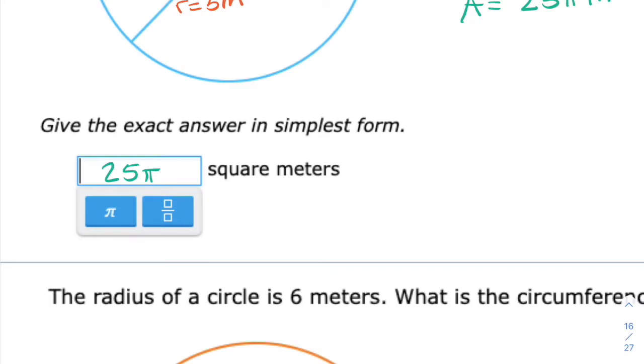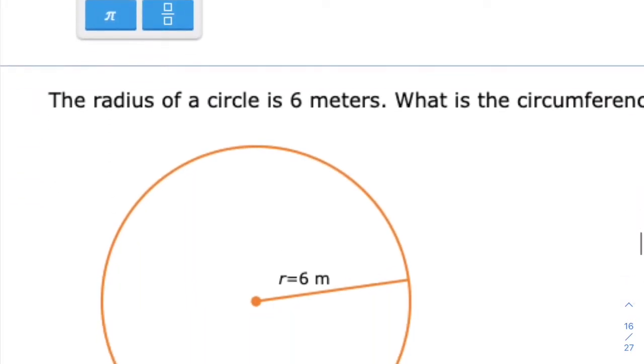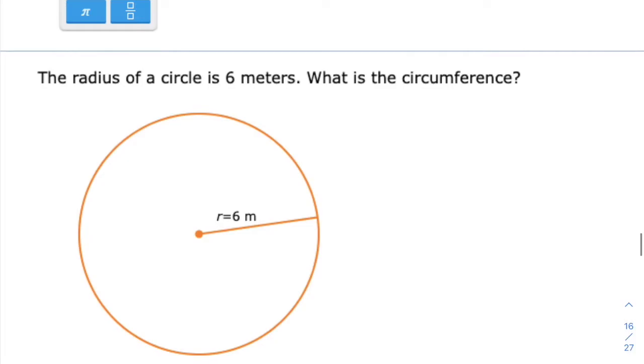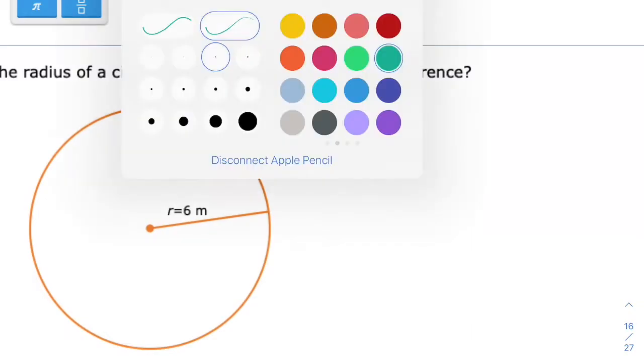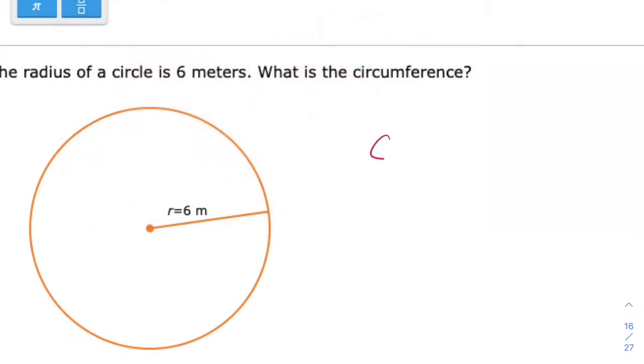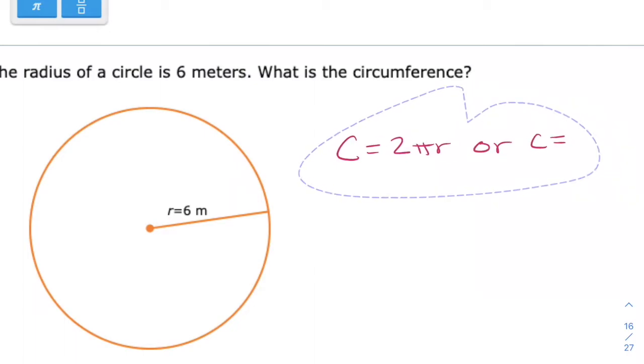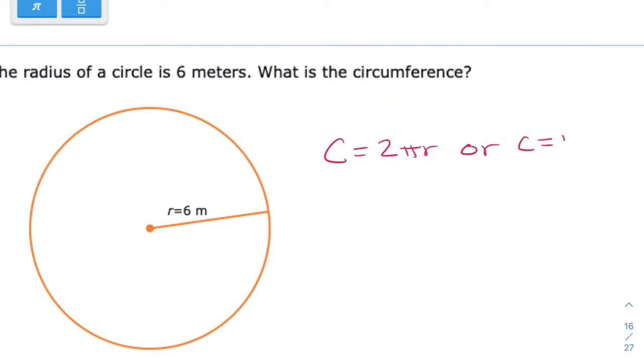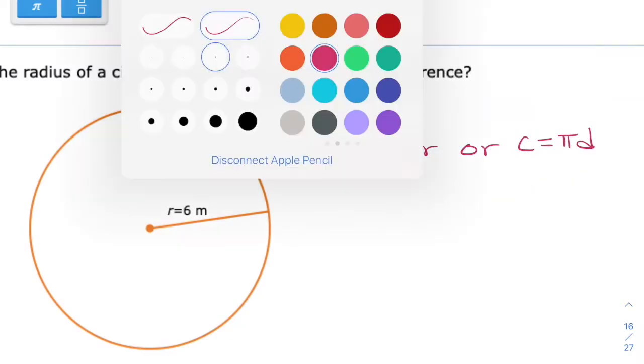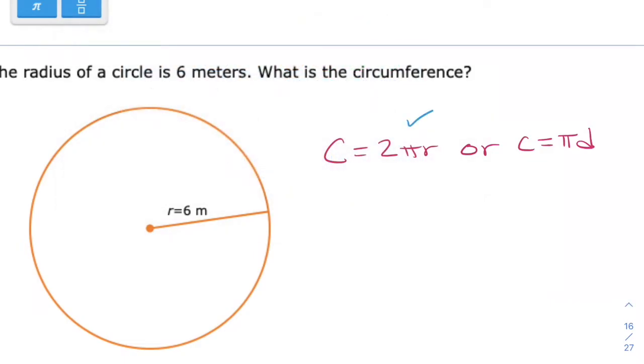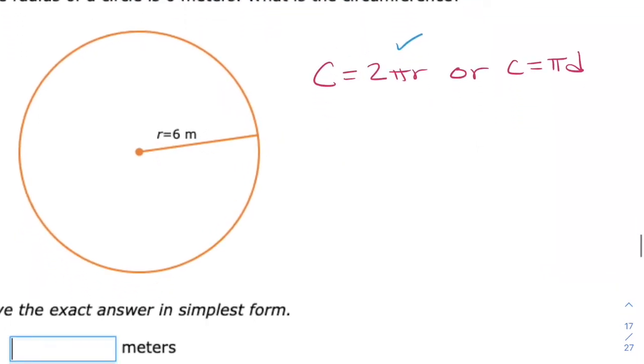All right, so next one. The radius of a circle is 6. Find the circumference. Okay, so circumference equals 2 pi r, or circumference equals pi times diameter. Now I'm going to use this equation because it already gave me my radius. So circumference equals 2 times pi times 6 meters.